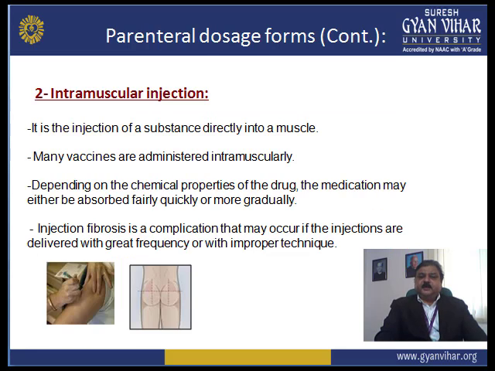Then intramuscular injection, it is the injection of a substance directly into a muscle. So many vaccines are administered intramuscularly. Depending on the chemical properties of the drug, the medication may either be absorbed fairly quickly or more gradually. So it is also used for sustained release of the medicament or dosage form. Fibrosis is a complication that may occur if the injections are delivered with great frequency or with improper techniques. So it has to be given very carefully.